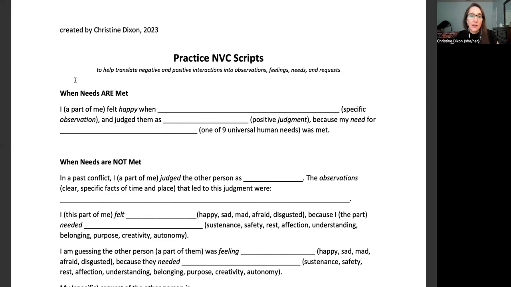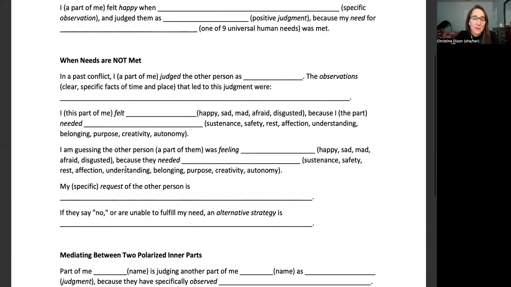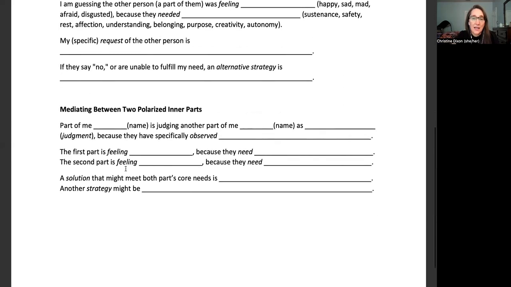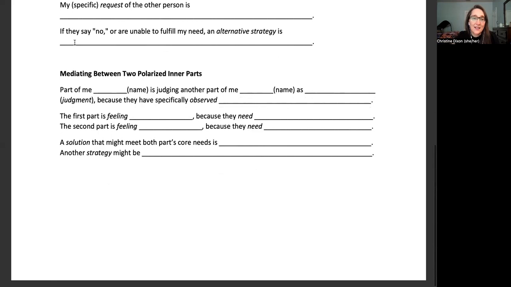There's this worksheet that I'll attach below. It's kind of a script, and you can see on the top here, we went through using it when our needs are being met, and then when our needs are not being met. And at the bottom here is mediating between two polarized inner parts. So it looks like this.